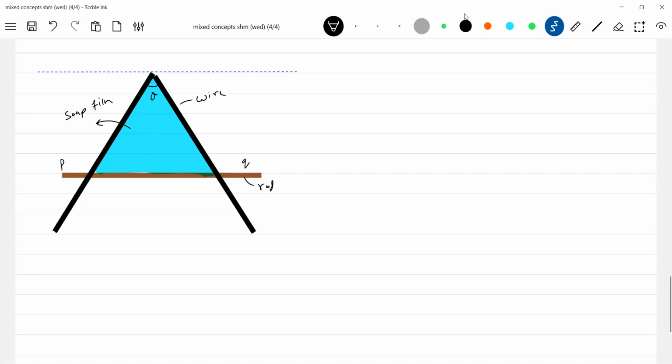So let this be the length L. So the gravity will be acting. Let M be the mass of the rod. Not visible. I'll write nearby it. Slightly, I'll displace this rod and release. You have to calculate the time period of oscillation.